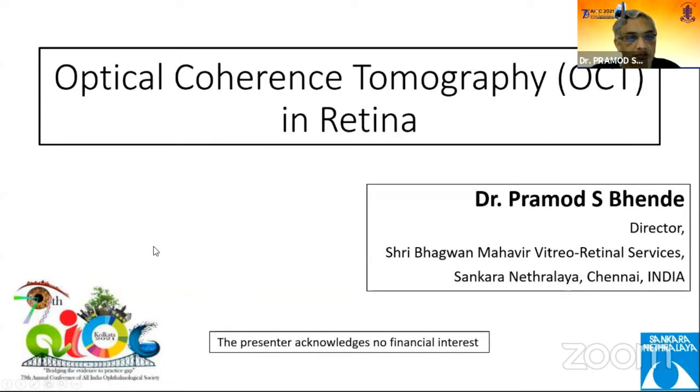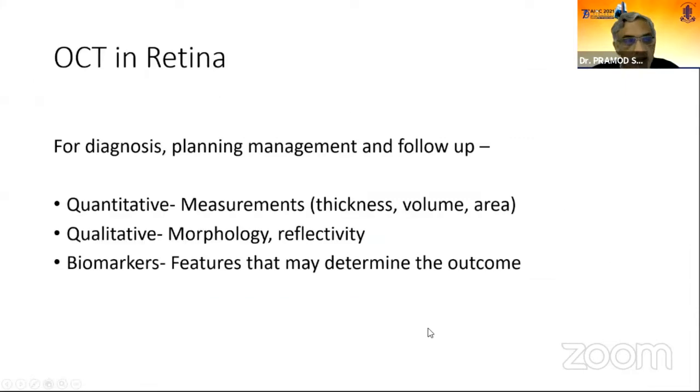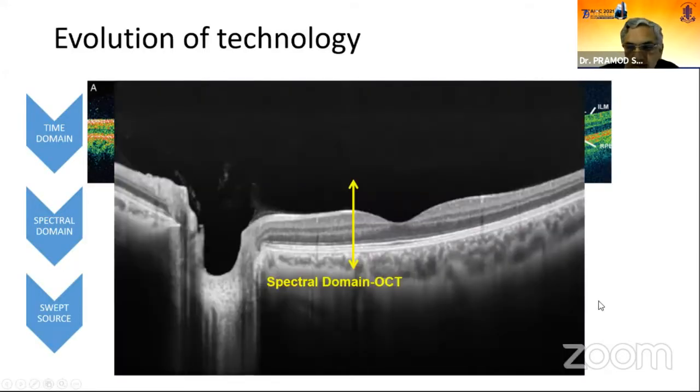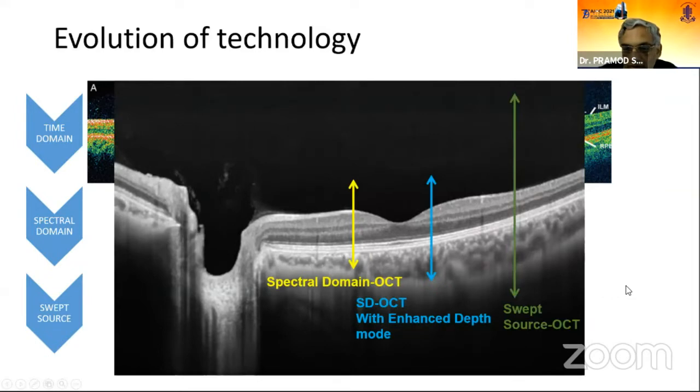The talk is on optical coherence tomography in the retina. Basically, OCT helps in a qualitative or quantitative analysis of the retina, especially useful for diagnosis, planning the management, and the follow-up. We started with time domain, but quickly moved on with the recent advances to spectral domain, then enhanced depth spectral domain, and what we have now is swept-source OCT. But the workhorse is mainly spectral domain, and most of this talk will be concentrated on SD-OCT.